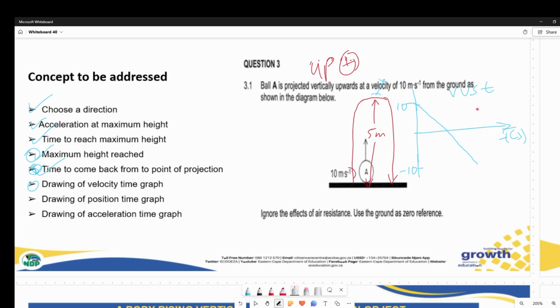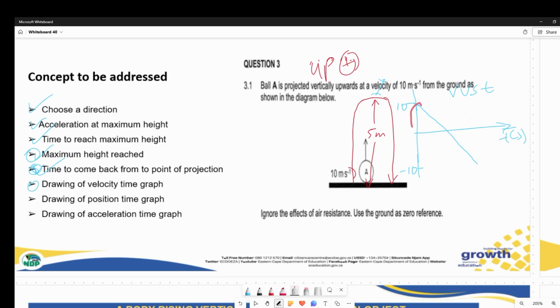Then from 0, it increases down to -10. That means we're on this part, then it goes downwards there. So as the object goes downwards, the velocity increases here. Don't go with the sense that because the object is moving upwards, your graph is supposed to move upwards. No. Consider what's happening to the velocity: as it goes up, the velocity is decreasing. So you're going to get a nice straight line like that.